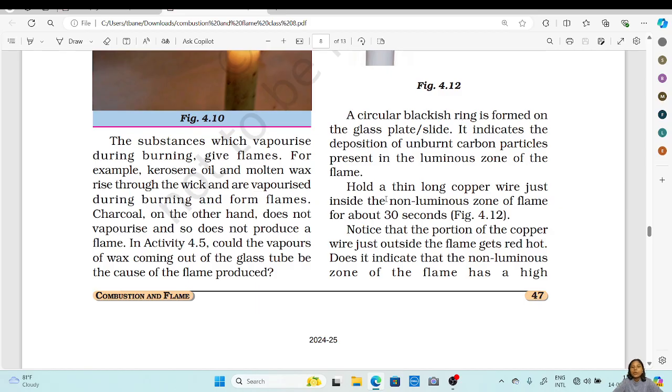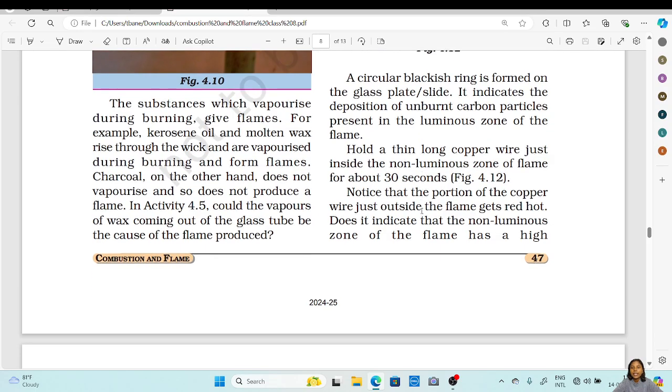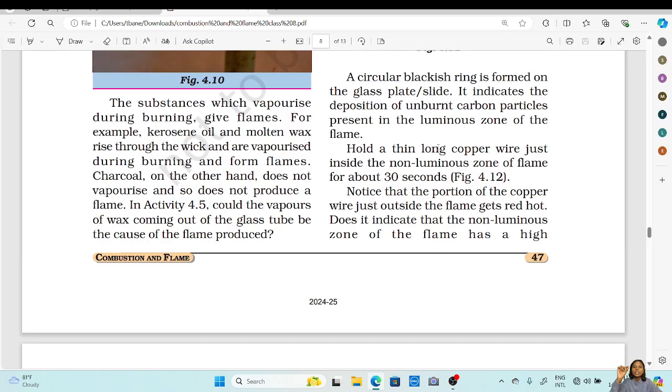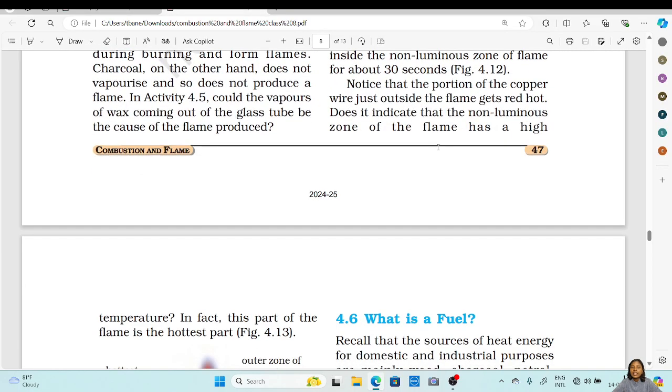Okay, so then hold a thin long copper wire just inside the non-luminous zone of the flame for about 30 seconds. So now, when you hold a thin long copper wire, the non-luminous zone is right outside. Non-luminous zone is the outer side. Only for 30 seconds. What you'll notice is that the copper wire will be turning red. Okay, it gets red hot.